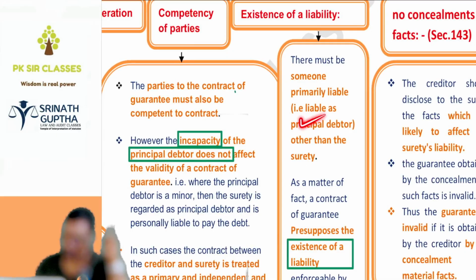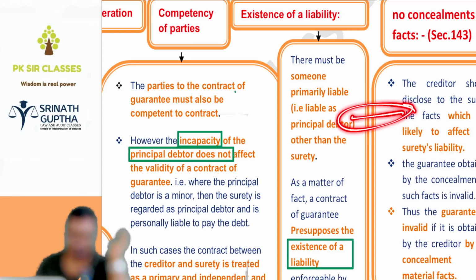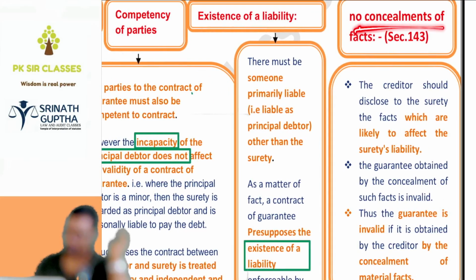Existence of the liability. A contract of guarantee will come if and only if there is some liability between the creditor and the principal debtor. If there is no liability, the surety will not enter into the picture. Done. Next, no concealment of the material facts. Which facts?